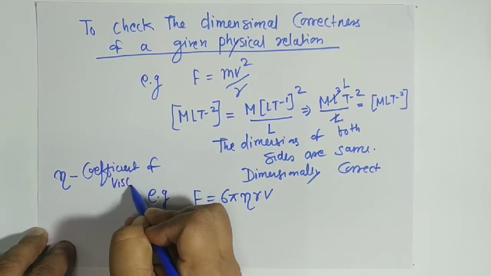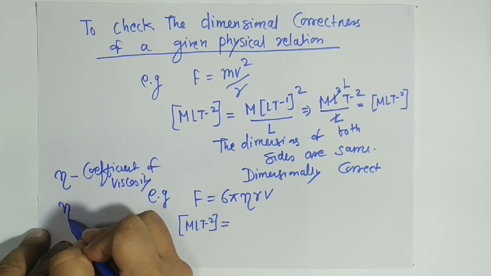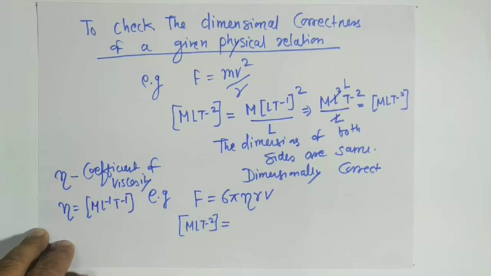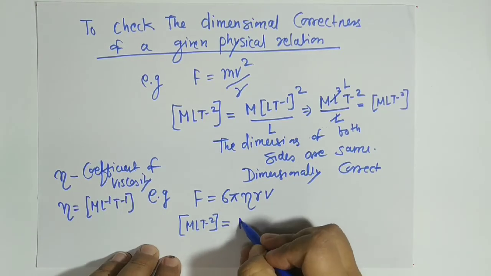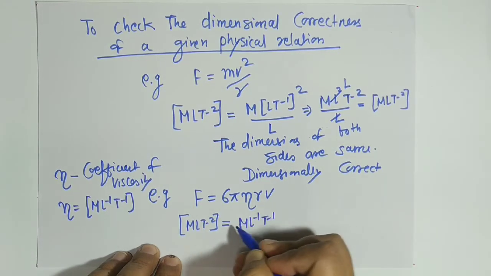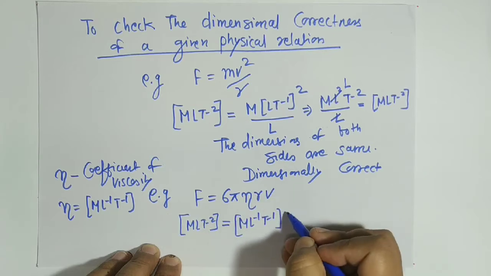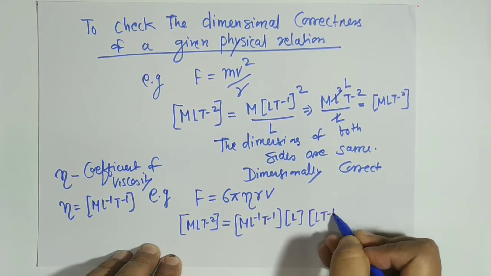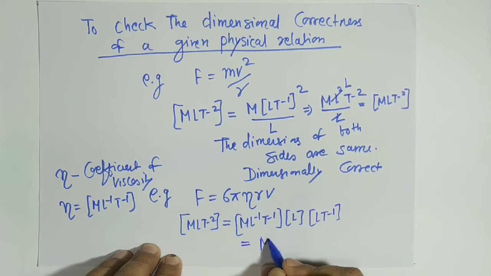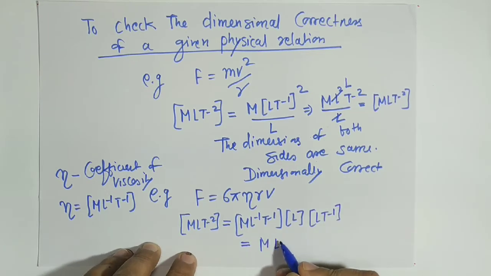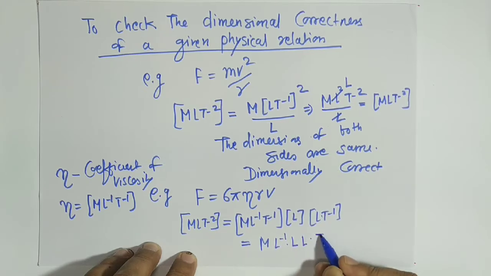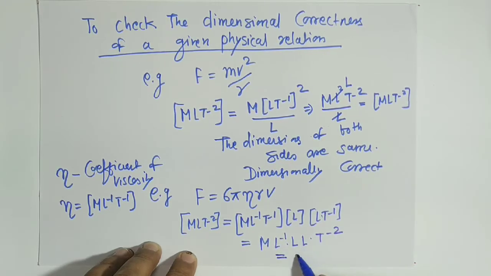And some of you may have gone through its dimension. I am going to write it. Its dimension is ML minus 1 T minus 1. Go through it. So if I put it here, ML minus 1 T minus 1, what is r? Radius, L. What is v? Velocity, LT minus 1. So solve it out. It becomes M L minus 1, then this L, then this L, and then T minus 2. So simply it is MLT minus 2.